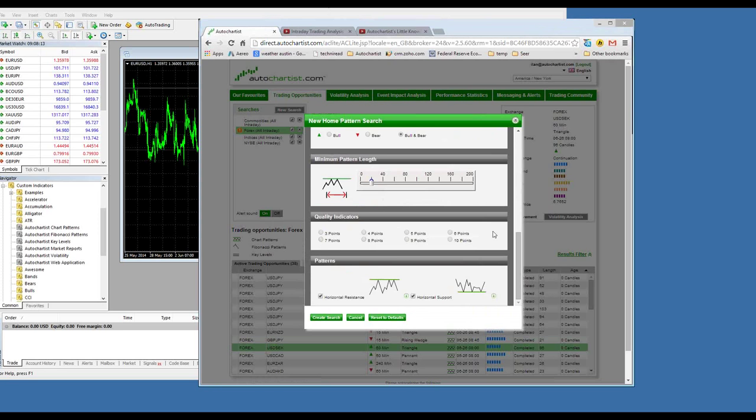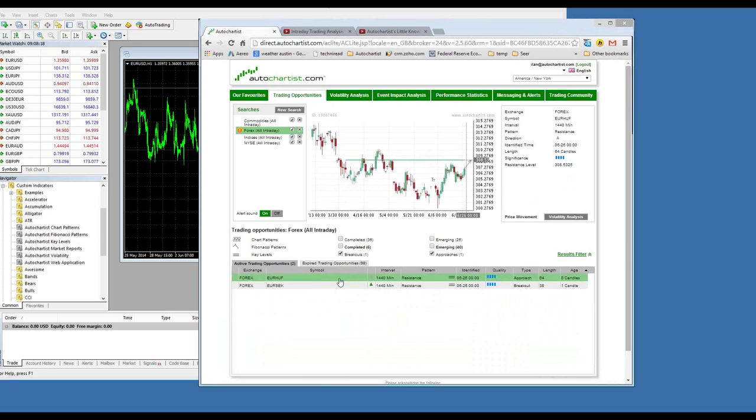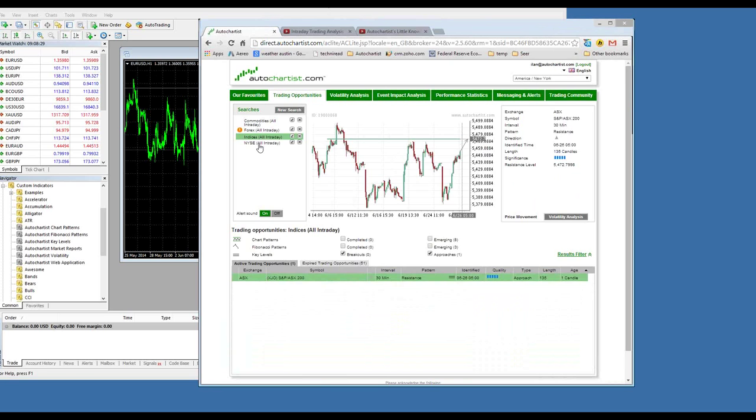Okay, let me bring up some key levels here. What you will find is, let me actually bring up some better examples. Okay, this is an interesting example. This is an opportunity identified on the Australian index, the S&P ASX 200 index, and you can see the quality is 4. Now those points that we're talking about is how often the price graph hit that level. So this is a quality of 4, or 5 actually. So we're expecting to see 5 touching points, right?